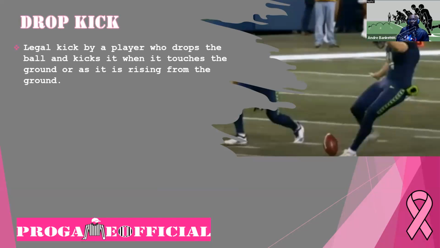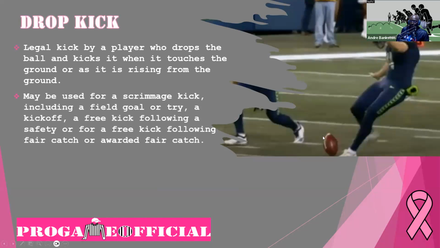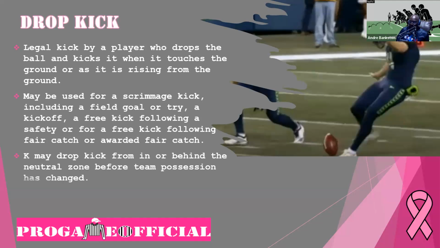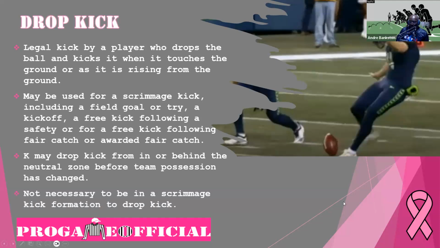It's not a punt. A punt is a drop. We'll look at the definition in a minute. This is a drop kick where it hits the ground and you kick it as it comes up or as it hits the ground at the same time. It may be used on scrimmage kicks, including field goals or tries, a kickoff, a free kick following a safety, or a free kick following a fair catch or awarded fair catch. You can use the drop kick. K may drop kick from in or behind the neutral zone before team possession has changed, obviously. And it's not necessary to be in the scrimmage kick formation to drop kick.